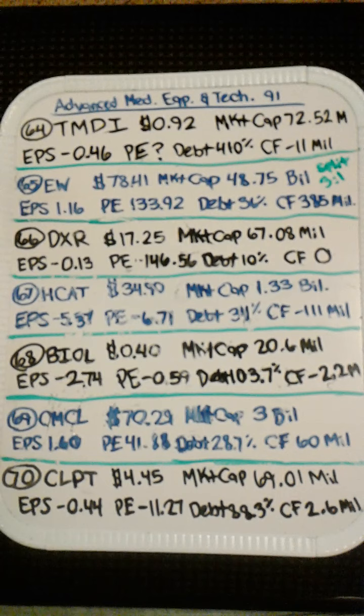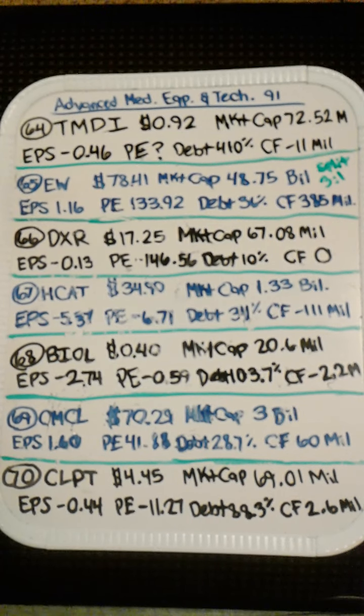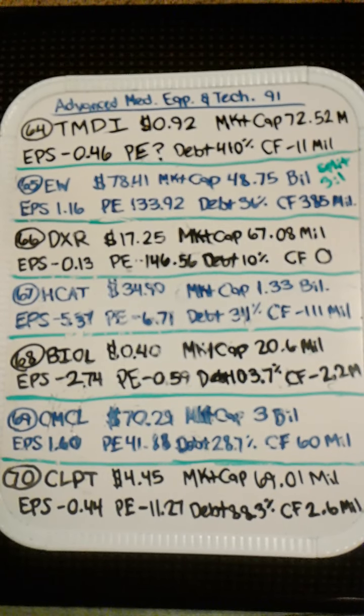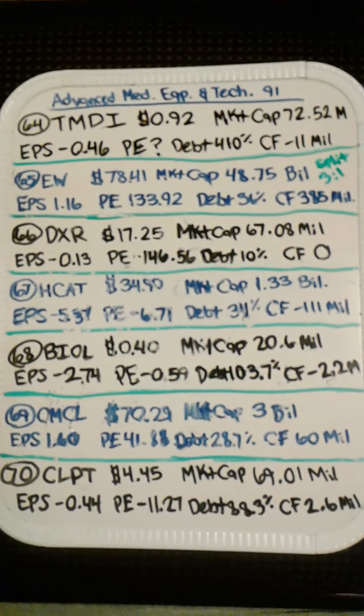So, number 64 is TMDI at 92 cents. Market cap is at 72.52 million. Earnings per share is at negative 0.46. PE, I couldn't find anything on the PE. The debt load is over 400%, as you can see. The cash flow is negative 11 million. I do not like this company.